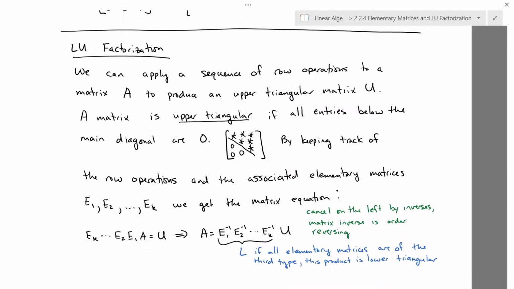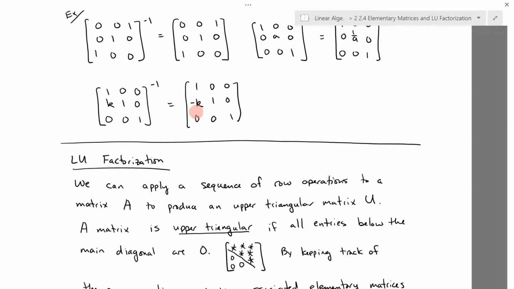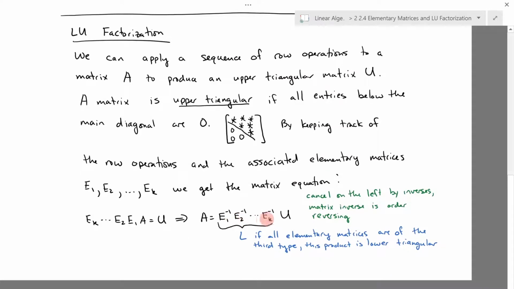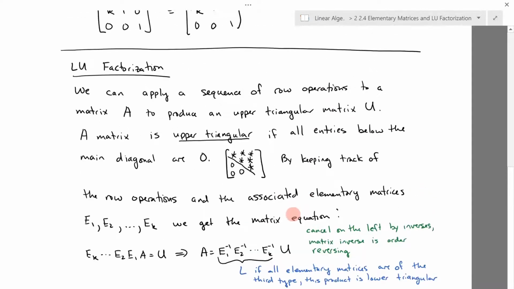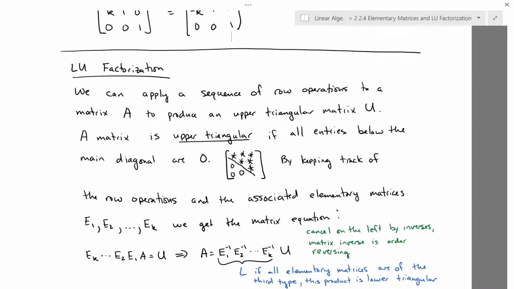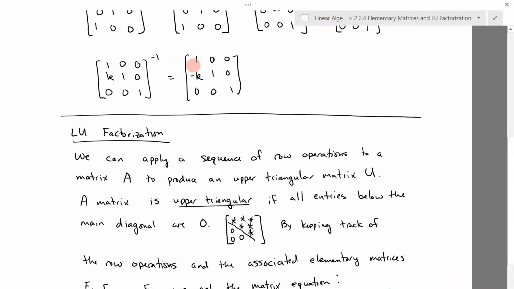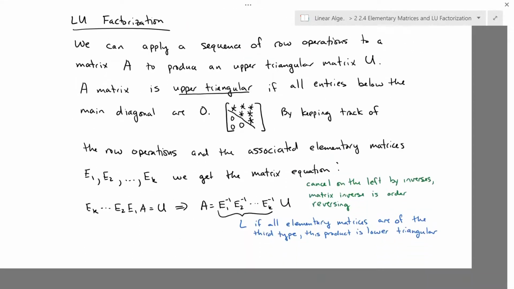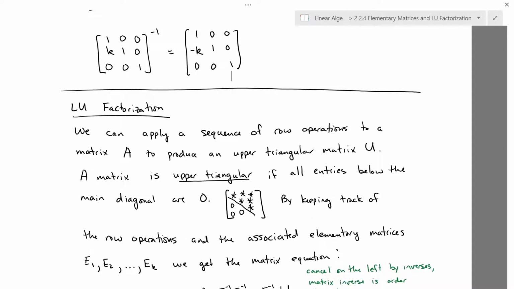And so if you multiply a bunch of this kind of matrices together, then the result will be a lower triangular matrix. So basically we're going to focus on matrices A that you can apply the third type of row operation to. We're going to strictly be sticking to the third type of row operation when we're doing LU factorization.